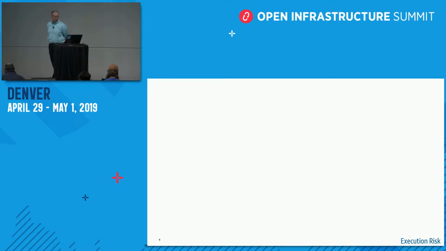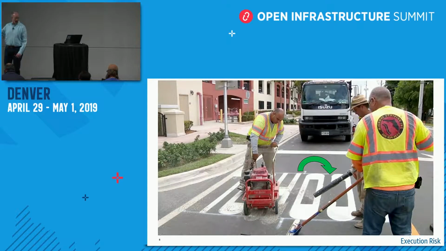And then we get into something called execution risk. I feel horrible for these guys. I'm not sure if they're the crew to clean this problem up or if they're the crew to make the original mistake. But this is a school crossing in Florida, and they juxtaposed the O and the H. So somebody misspelled school in the crosswalk, and these guys have to clean it up.